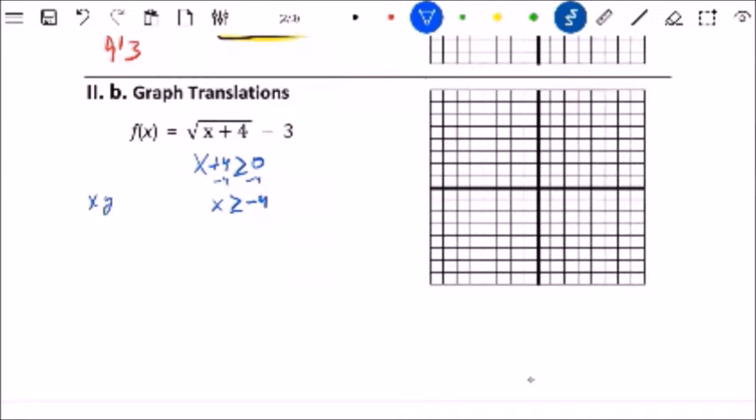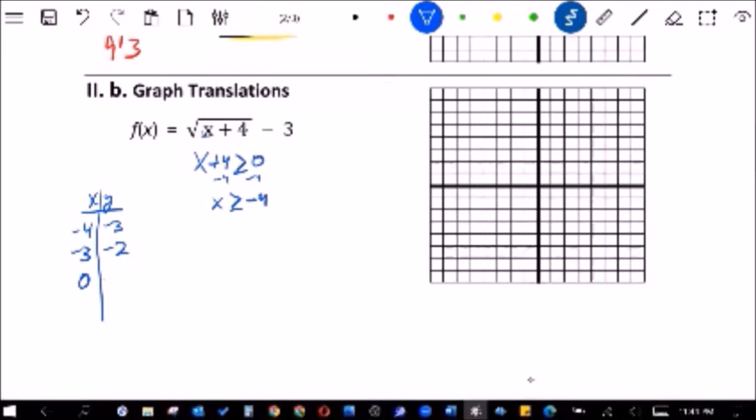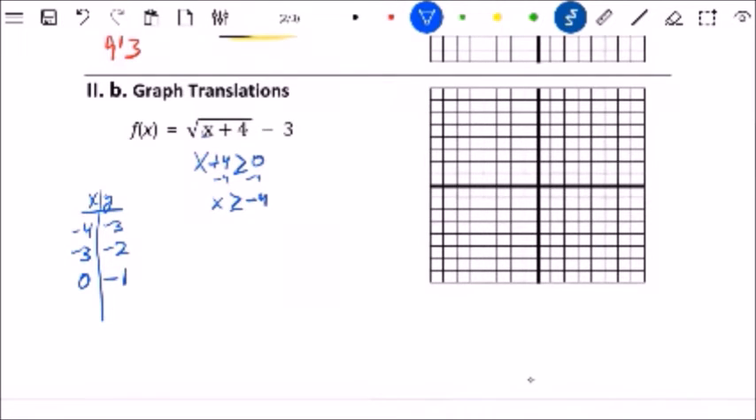So I'll do a simple XY table, and I'll put -4 here. -4 makes that 0, so we get a -3. I can't do -5 because it would give me a -1 in there. But if I do -3, I'll get a +1. Square root of 1 is 1. 1 take away 3 is a -2. I'm going to go to 0 now, because if I put a 0 in for x, I get a square root of 4, which is 2. 2 take away 3 is -1.